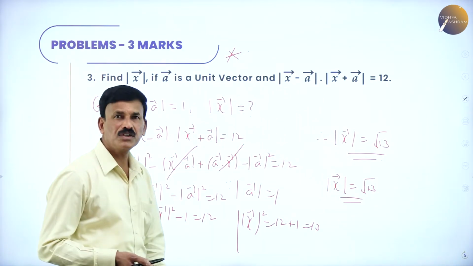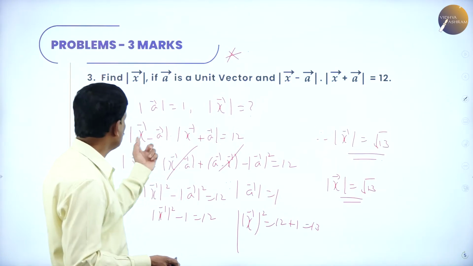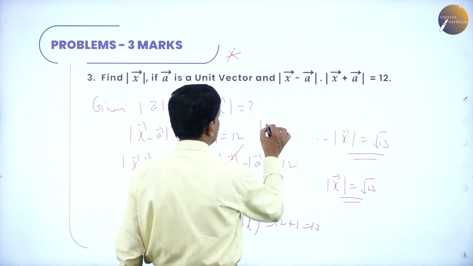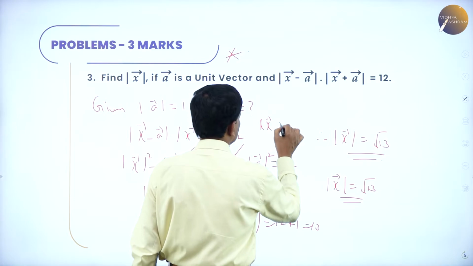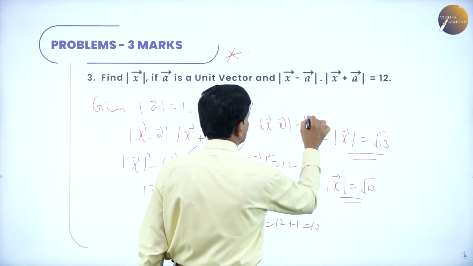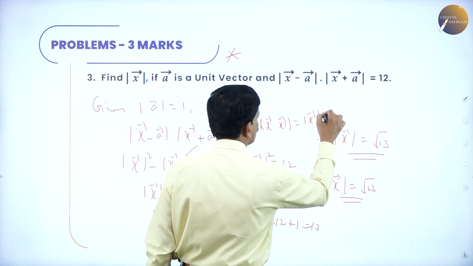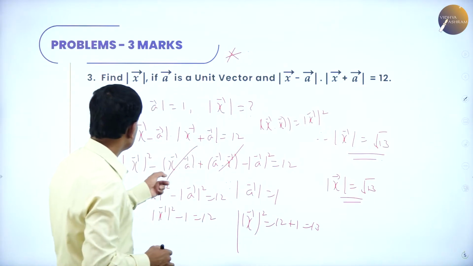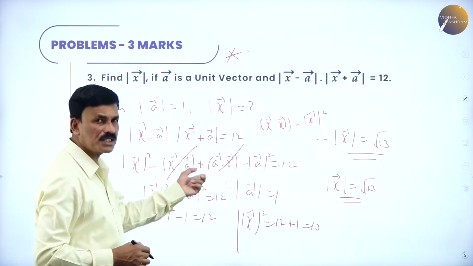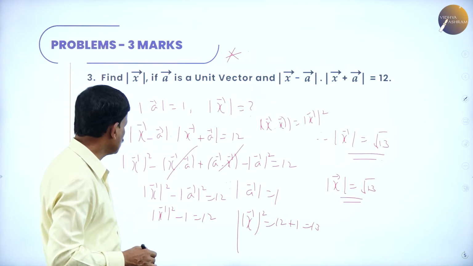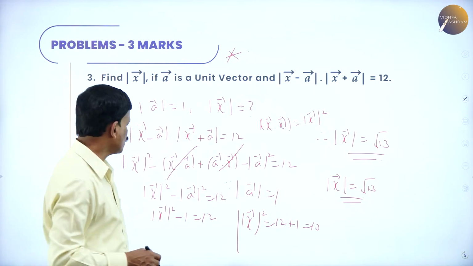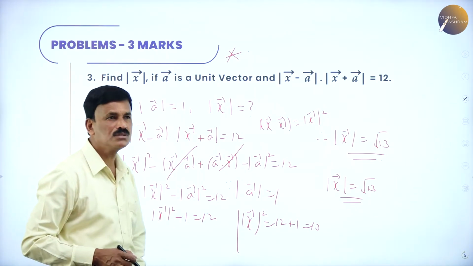That's it. This is how we are going to solve the problem. As I did in the previous problem, x dot x is equal to the magnitude of x whole square. So x square, x dot a plus a dot x gets cancelled, and you will get minus a square. Magnitude of vector x square minus magnitude of vector a square is equal to 12.